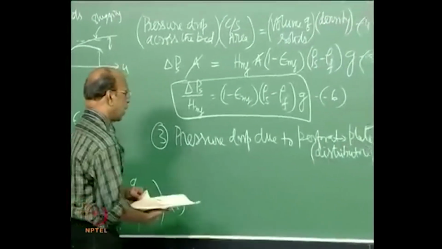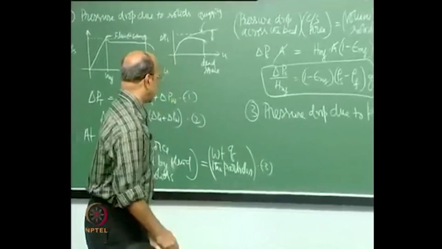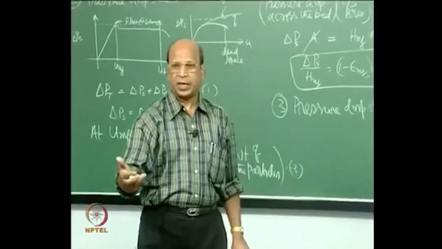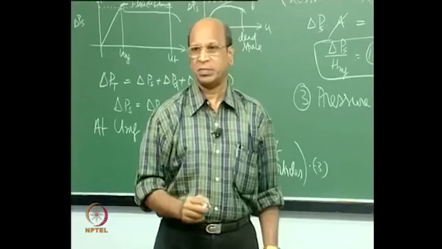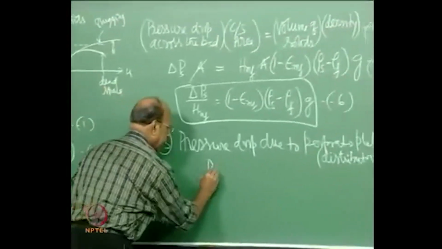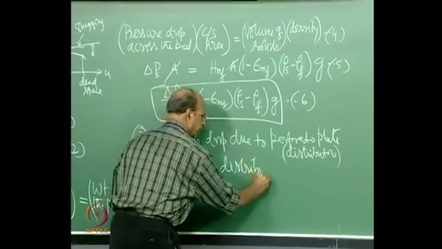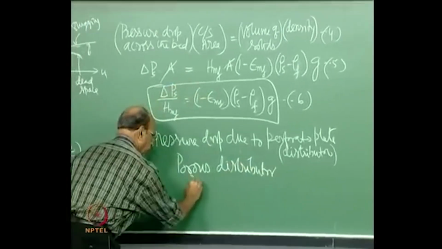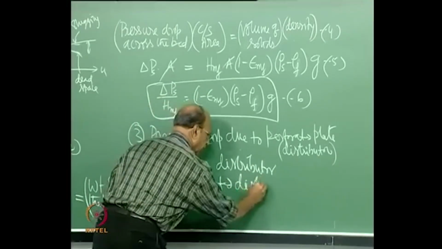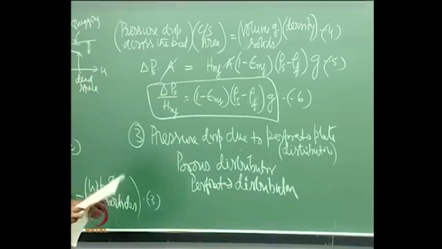Okay. So, the pressure drop due to perforated plate, we will take just two plates commonly used. One is the sieve plate, perforated plate, and the other one is porous plate, porous distributor and perforated plate distributor. Let me write that: porous distributor and perforated distributor. These two are widely used.